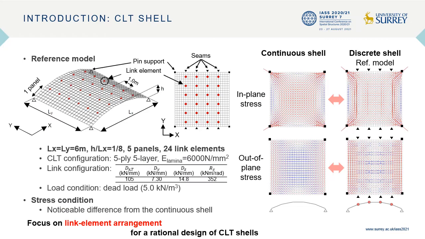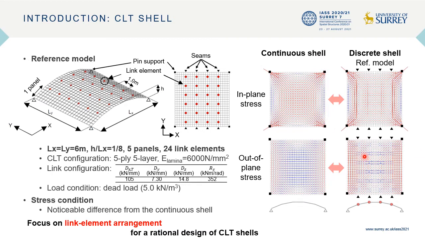In order to clarify the CLT shell properties, this model was analyzed under dead loading. It consists of 5 pieces, each of which is joined by 6 link elements, for a total of 24 link elements. The contents of the CLT and the link element are shown here. And here the stress state of a discrete shell is compared with that of a continuous shell.